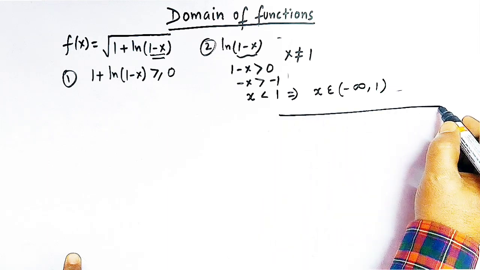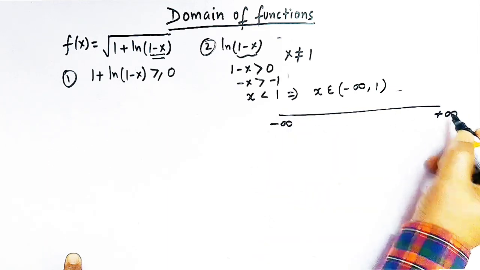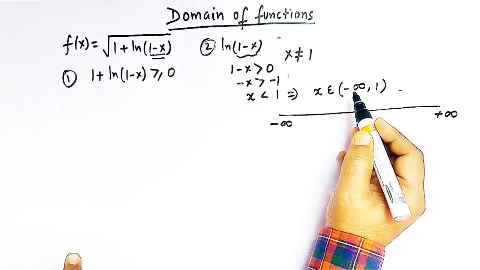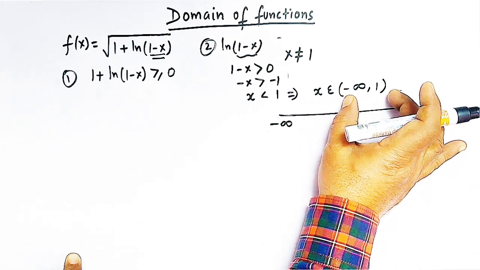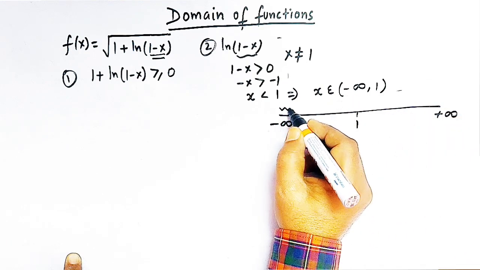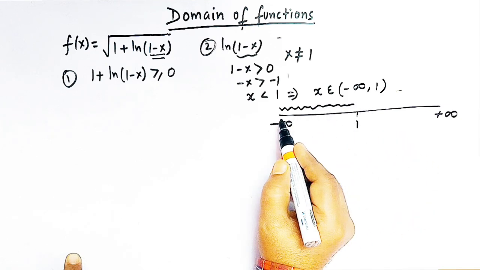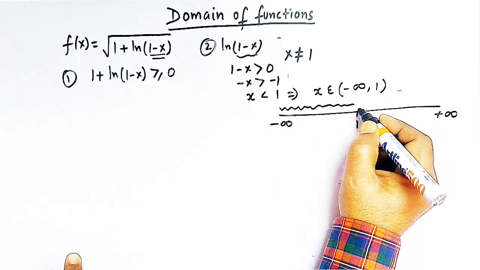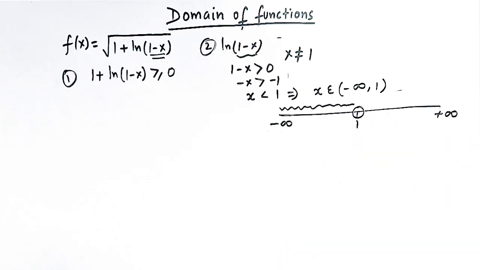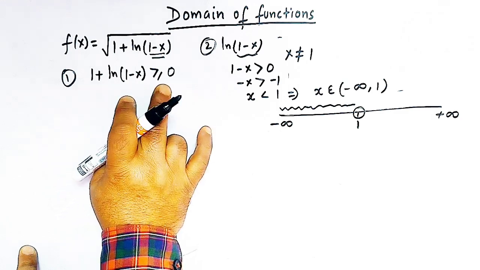So here we have the real number line, minus infinity to plus infinity, and here we have 1, right? So let us represent this interval on this real number line. So here we have this region that is from minus infinity to 1, and remember here 1 is not included. So now let us solve this inequality.